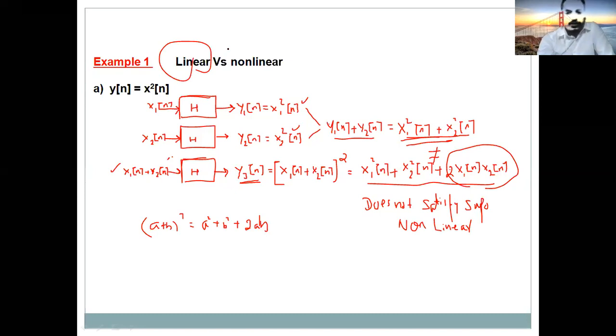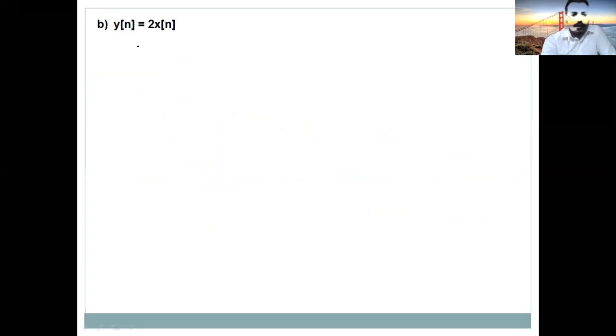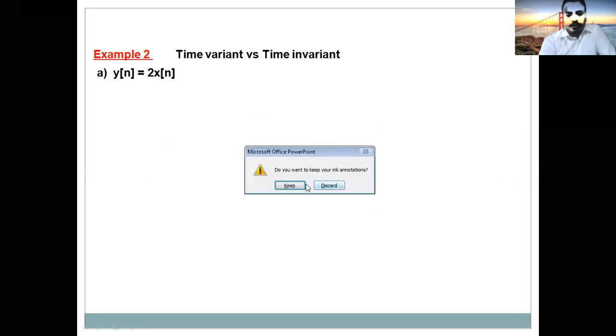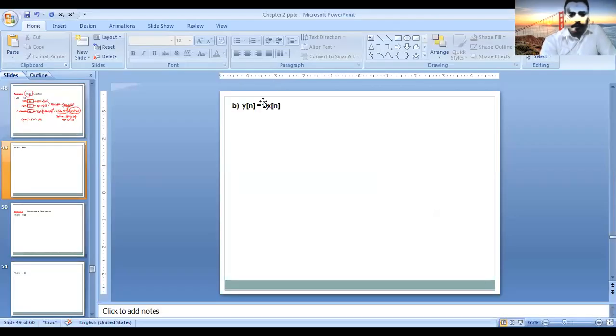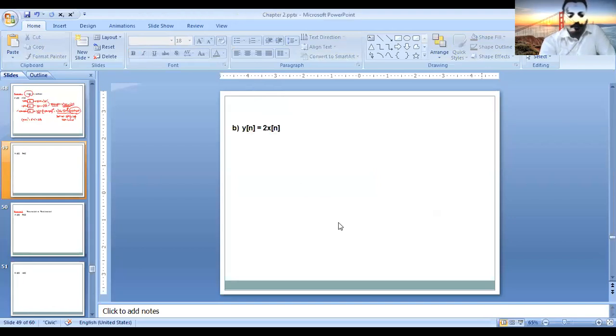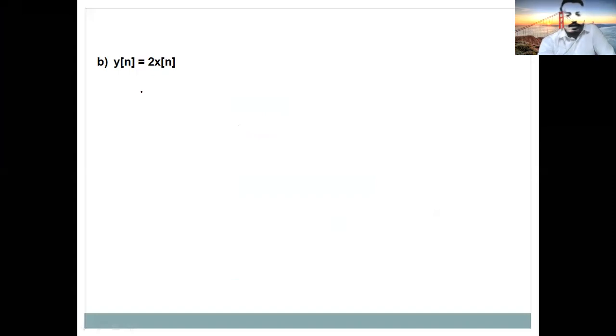What superposition means? Look here. In this case, this system is a simple multiplier system. Whatever input you apply is multiplied by 2, right? So it's a very simple system.